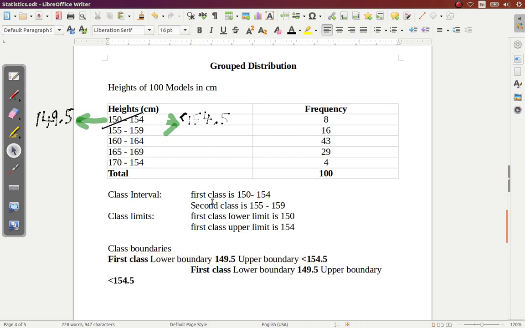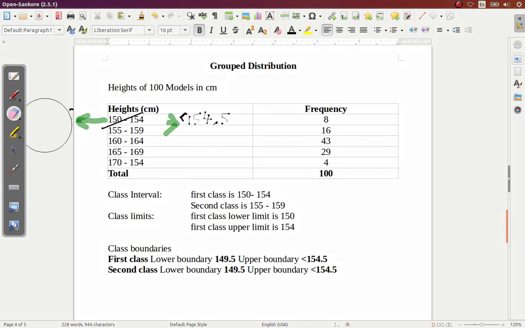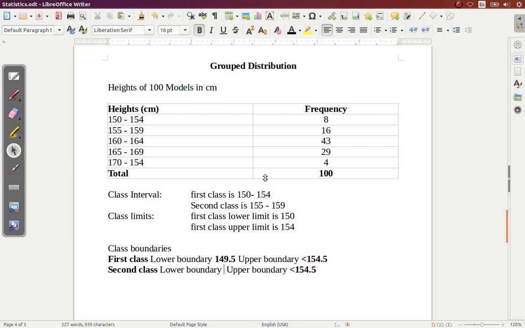Now, let me do something a bit different. The second class, I want you to pause the video. Let me just erase these. I want you to pause the video and then tell me what is the lower boundary for the second class and also the upper boundary for the second class. And guess what? Do it for the third class as well. The more the merrier. So pause the video and do that now.